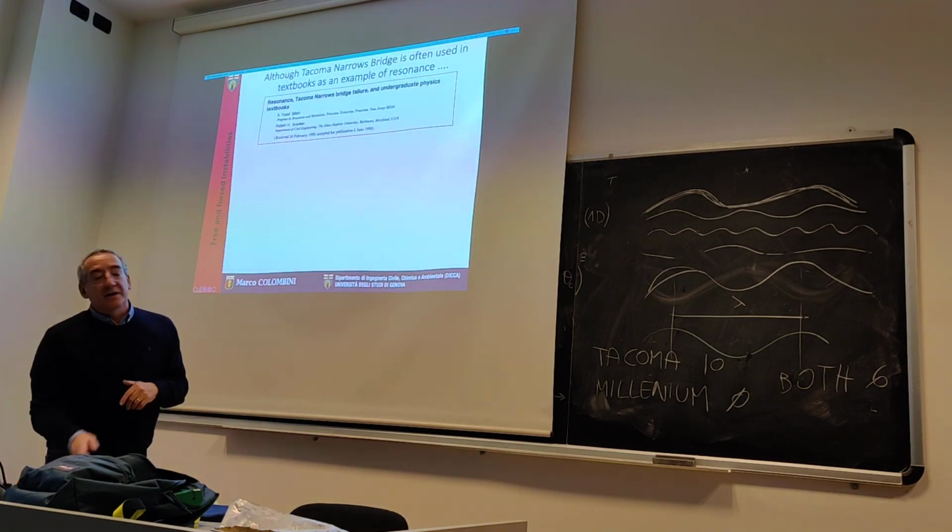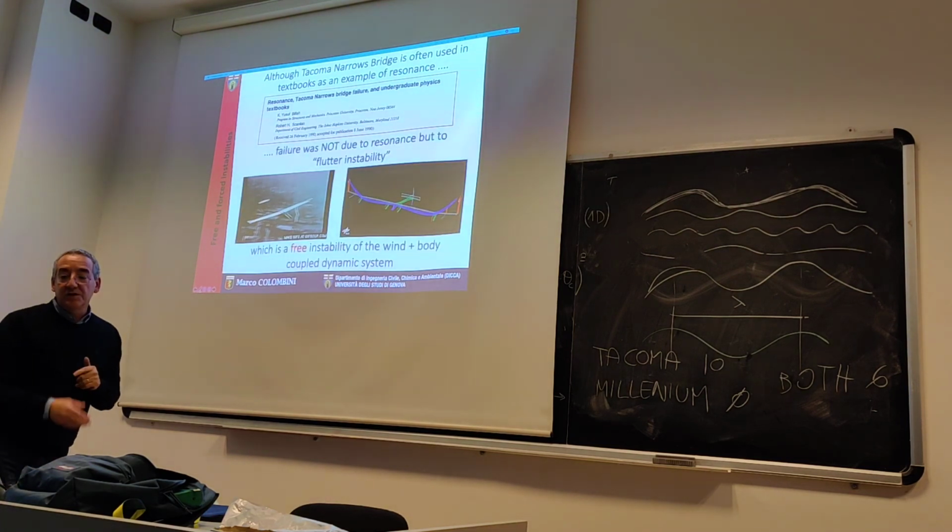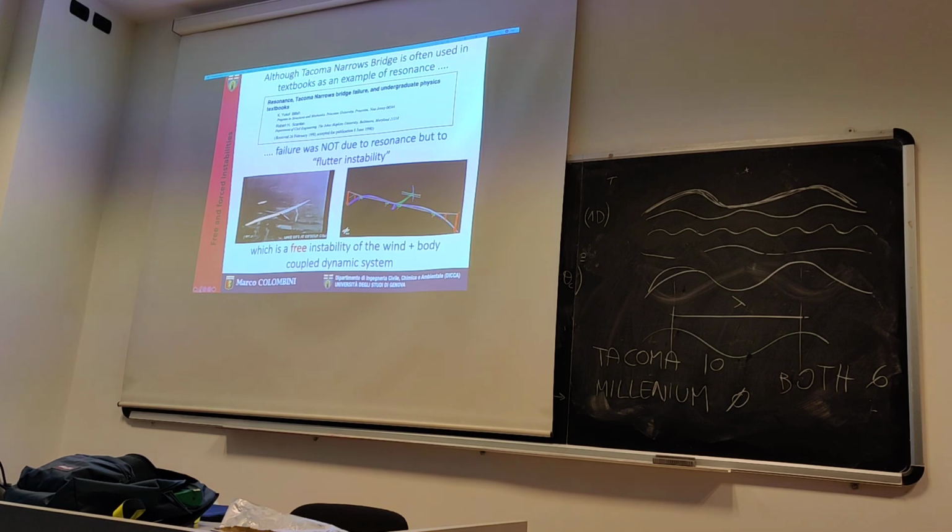So, just to mention, it's not easy to understand, so you are not so wrong with that, because there is this paper, "Resonant Tacoma Bridge Failure and Undergraduate Physics Textbooks". In many undergraduate physics textbooks, that bridge is used as an example of resonance. Actually, it was not; it was a free instability, which is called flutter instability.